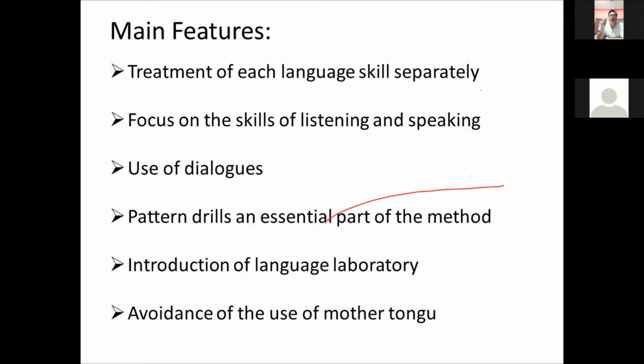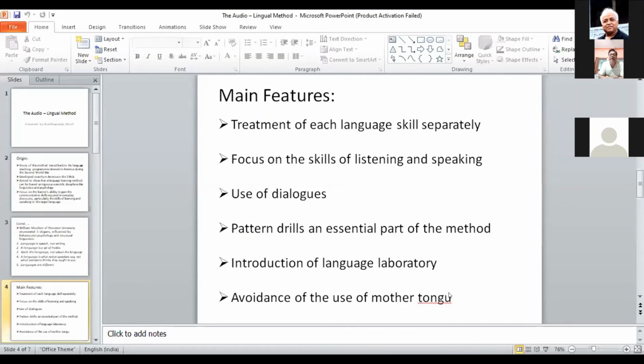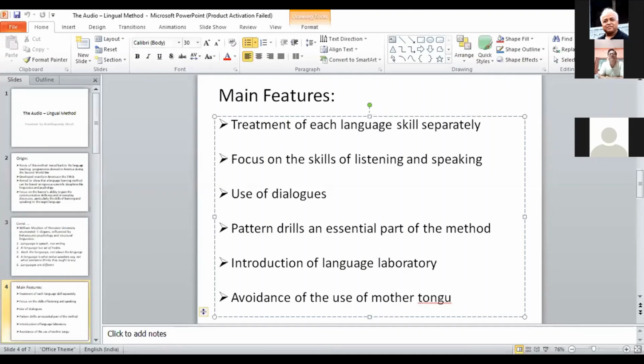Now, using the language, the main focus will be on the use of dialogues. Dialogues are the main feature of this audiolingual method. It is the chief means of presenting language items. It provides an opportunity to practice, mimic, and memorize bits of language.